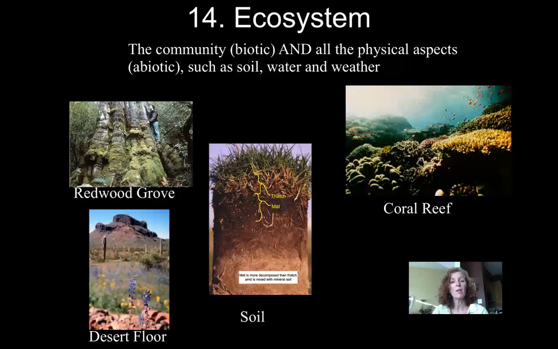Even closer, we've got the ecosystem, which is a lot like a biome, but it's smaller. And with an ecosystem, you're talking about both the living, which is the biotic, and the non-living, which is the abiotic portions of the ecosystem. So it's going to include all the organisms and all of the soil, water, and weather that make up that area.